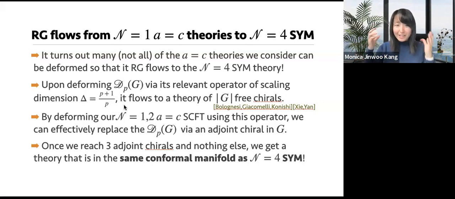So you can imagine having this type of operation, and you can tell that a lot of the a=c theories will manifestly give rise to theories that contain the same conformal manifold as N=4 super Yang-Mills. So what we saw was a putative understanding that can be systematically carried out by looking into a=c theory constructions.